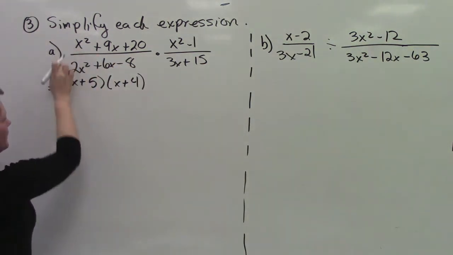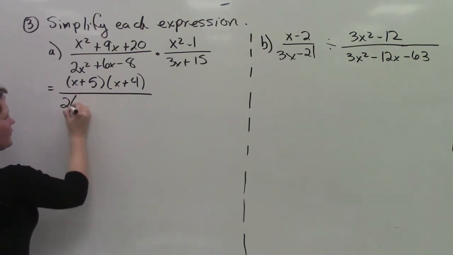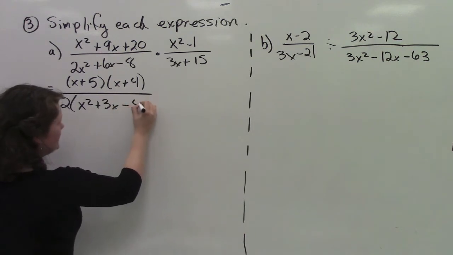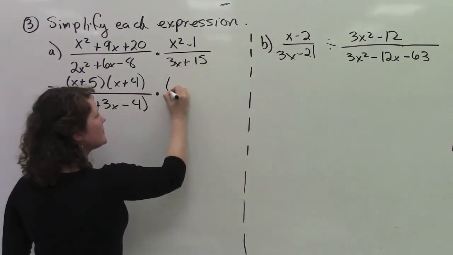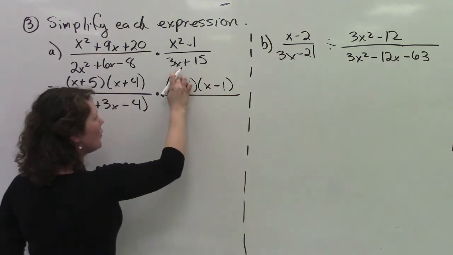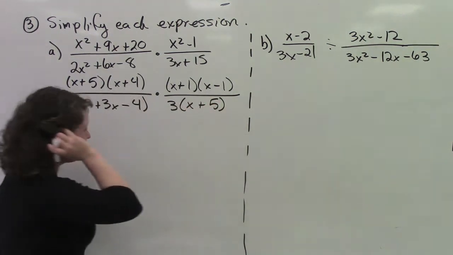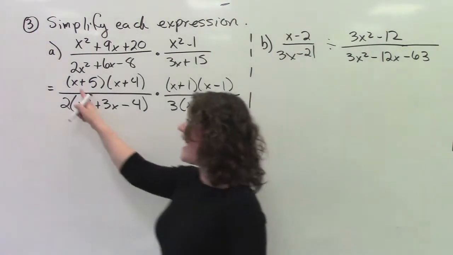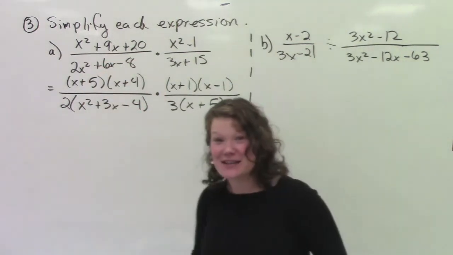This is the same thing. What I'm going to do is make it a little bit easier. First I'm going to factor the 2x squared plus 3x minus 4 times, this guy right here is the difference of squares, so it's x plus 1, x minus 1 over 3x plus 5. Now I'm getting a little excited, right? Because I see an x plus 5 in the denominator and an x plus 5 in the numerator. I get to cancel them later!